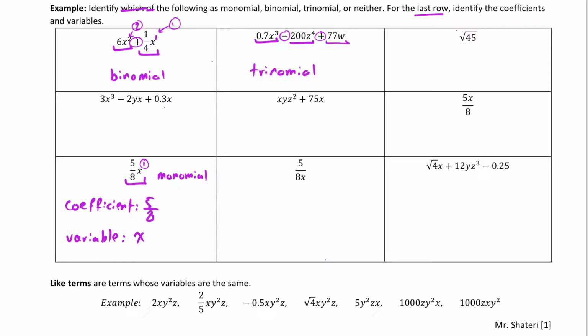For the first one over here, I have a number. It's not being multiplied by any variables, and we pretty much only have a number here, so we can call this a monomial. In this example over here, I have my first term separated by this minus sign, second term separated by a plus sign from my third term, making this a trinomial.